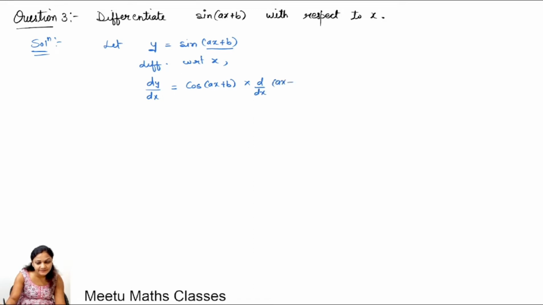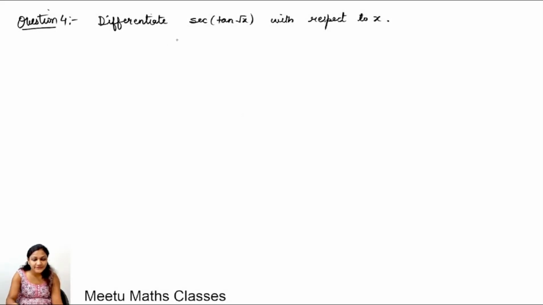ax plus b, and the derivative of ax plus b, derivative of ax is a, plus derivative of b is 0, b is a constant. So finally your answer is a into cos of ax plus b.